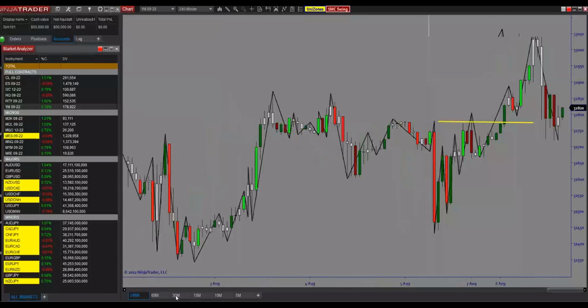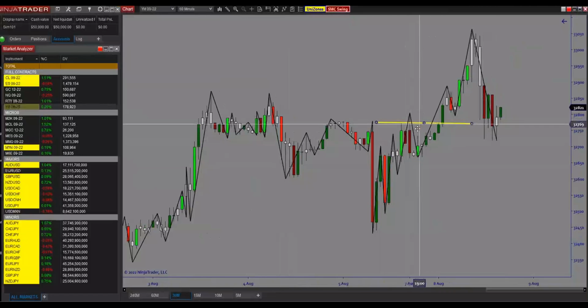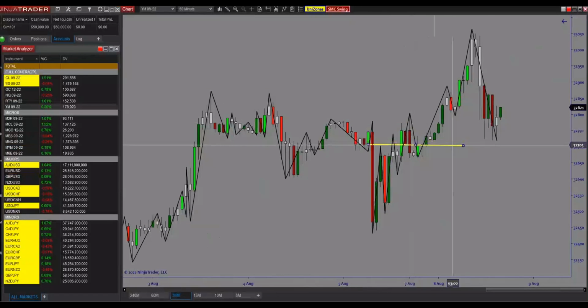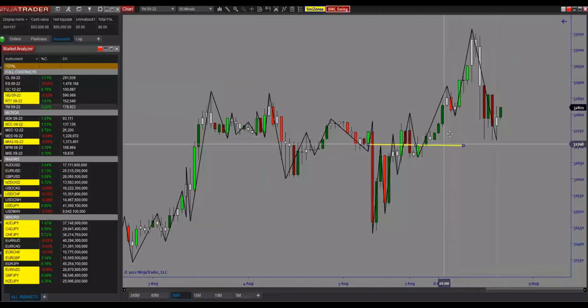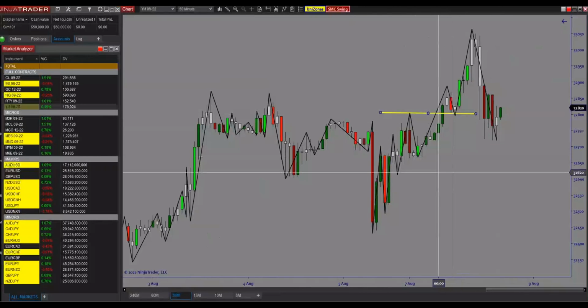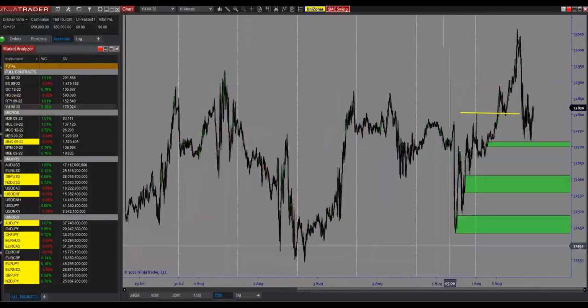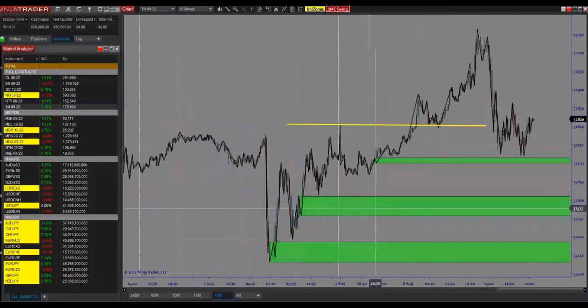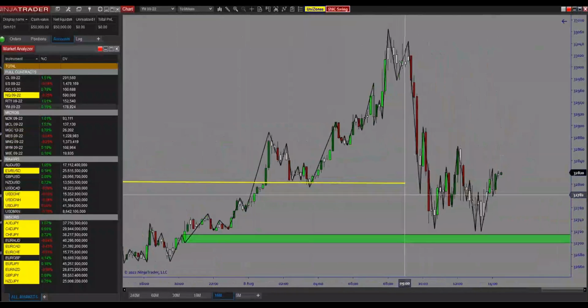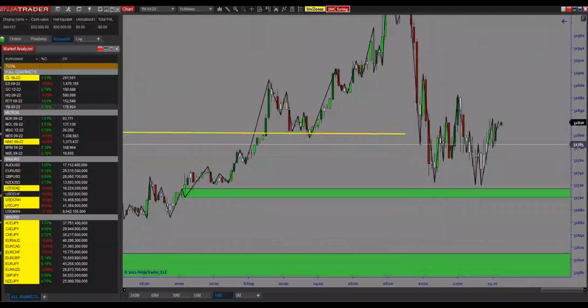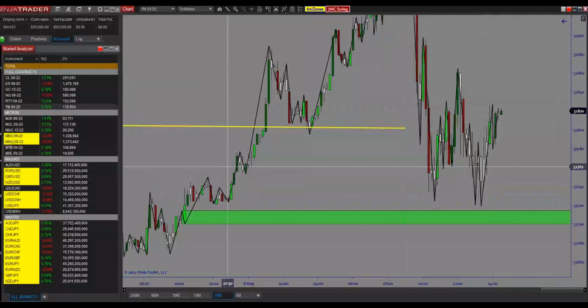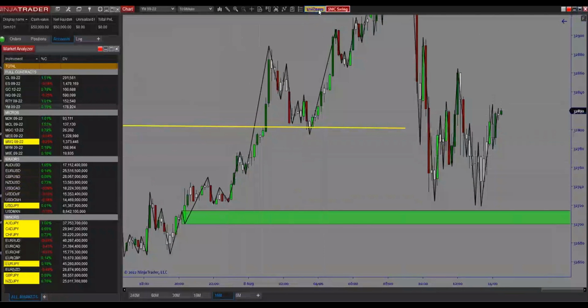Right, let's just nail it down to the 30-minute. I'm looking for the last break of structure here, it happened down here. We never got down into this, but technically this is the break of structure. Okay, so if I go into the 10-minute and you look down in here, were there zones in here? Absolutely there were. And I can see them.